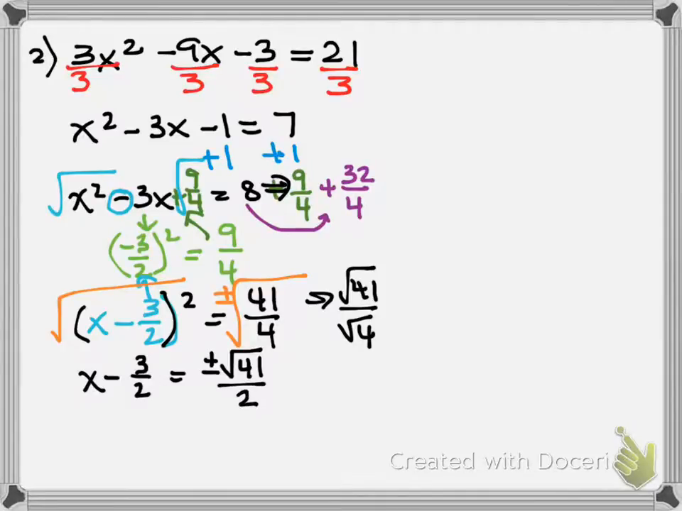Okay, then we're going to keep going on. I want to figure out what x is, so I'm going to add 3/2 to both sides. And we get x equals. Now notice they both have a denominator of 2, right? The 3/2 has a denominator 2. The plus or minus square root of 41 has a denominator of 2. So what I'm going to do is write it as one big pretty fraction with 2 as my denominator. The numerator is 3 plus or minus the square root of 41.